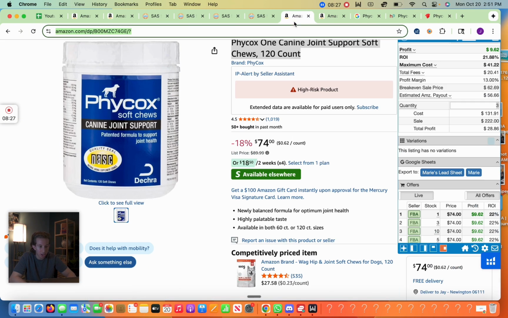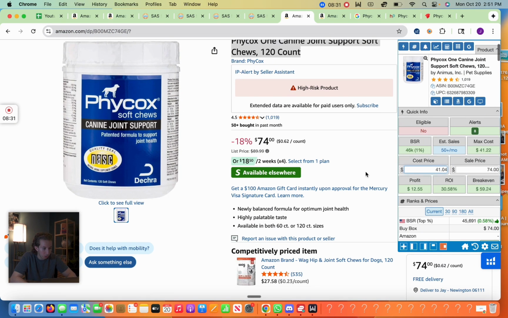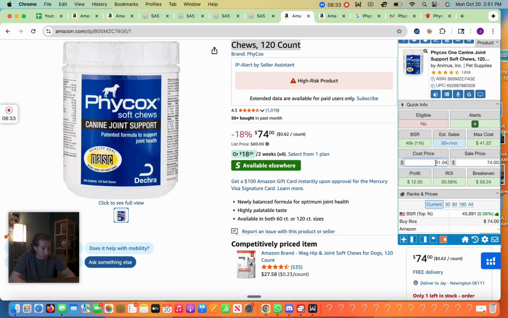Okay, so look at that. So we might have an opportunity right here, guys. 41.04. Boom. That would be profit. That would be 30% ROI and $12 profit if we can get this down to 41.04, which is a 20% discount.